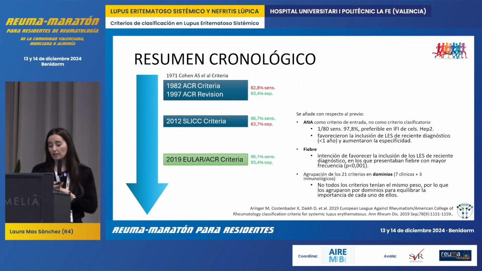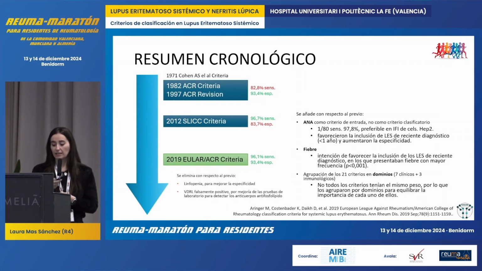And finally, they realized that obviously not all the criteria being assessed carry the same weight. So they grouped the clinical criteria, there were 21 in this latest review, into 11 domains, 7 clinical and 3 immunological, also assigning different scores within each domain based on the importance and severity of each clinical aspect. And on the other hand, they added some elements at the expense of removing others.